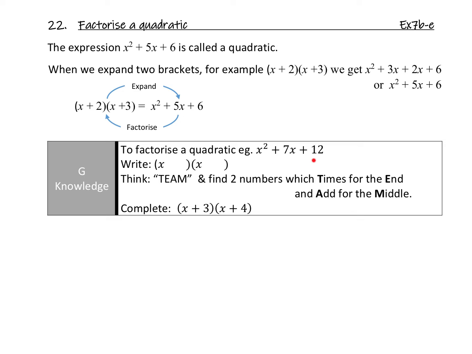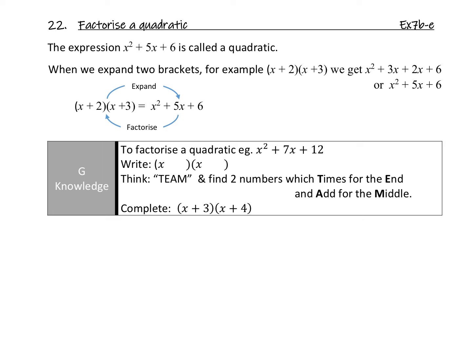So to factorise a quadratic, e.g. x squared plus 7x plus 12, you first of all write down double brackets with an x at the start. That's because when you expand it out, x times x will give you this x squared. To then find these missing numbers, you should remember TEAM. And this is just a way to remember how to find the two numbers. So we're looking to find two numbers which times for the end and add for the middle.